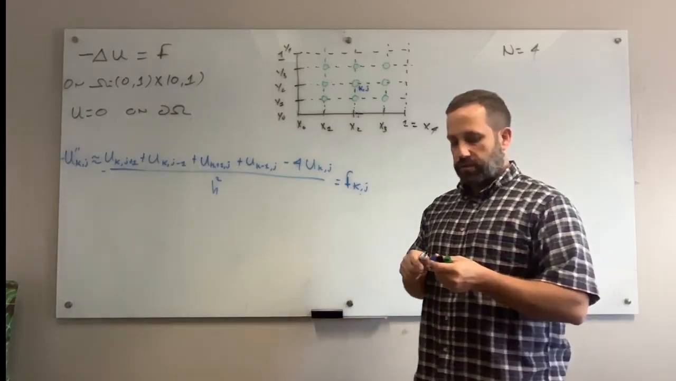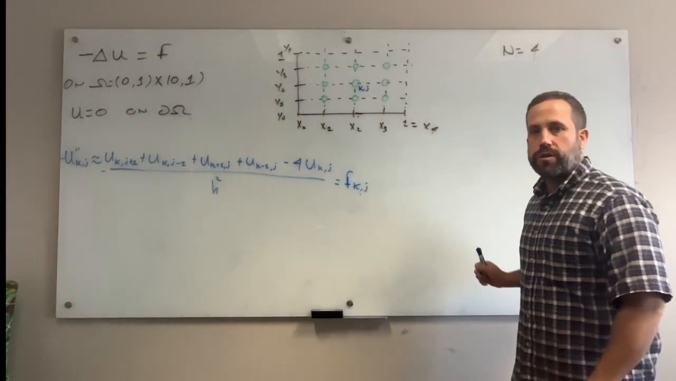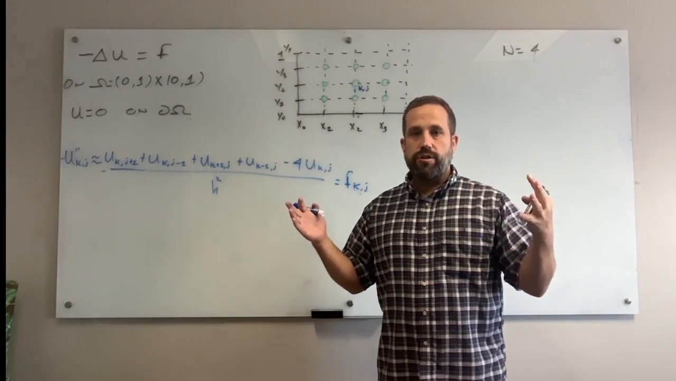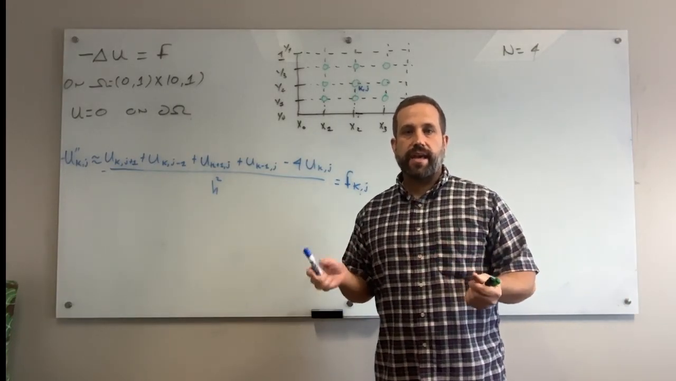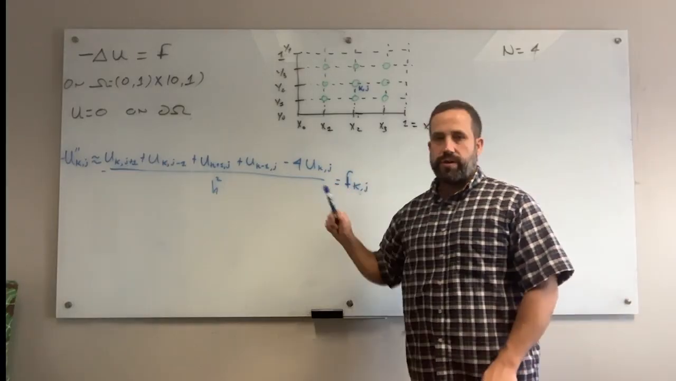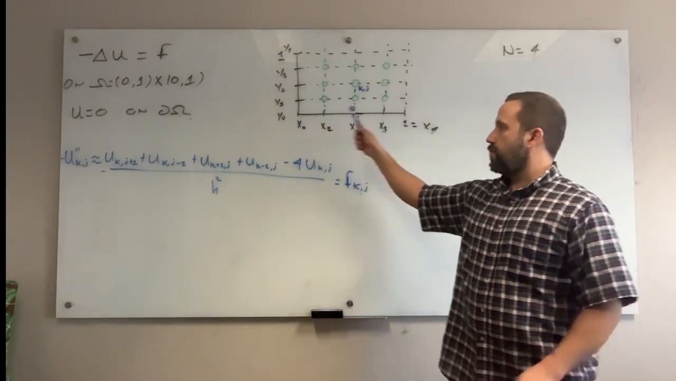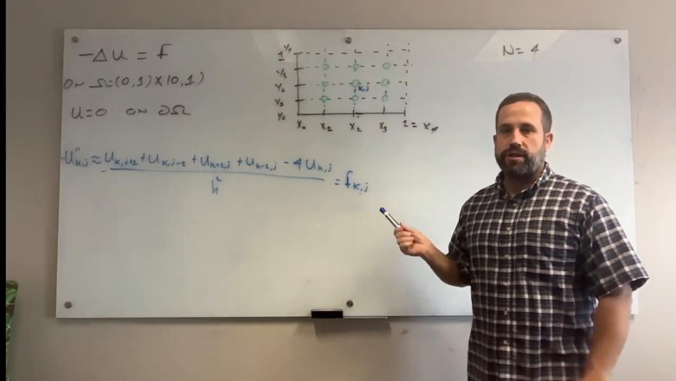In one dimension, it was very simple. We did u0, u1, u2, u3, u4, and so on. u3 was just equal to u evaluated at xk. But now we don't just have one index, we have two indices. So what can we do for that? We need some way to order the vertices.